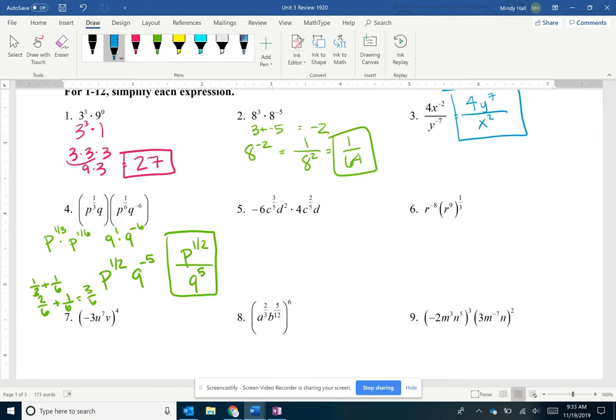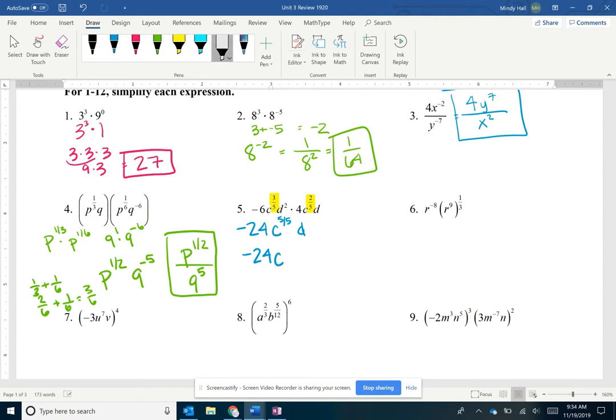So then for number 5, we're still multiplying. When we have numbers like this negative 6 and 4, we're going to multiply them together. So negative 6 times 4 is negative 24. Then we have our c's and the d's. If we look at the c's, we have 3/5 and 2/5. 3/5 plus 2/5 would be 5/5, which is also 1, so you can just write it as 24c.